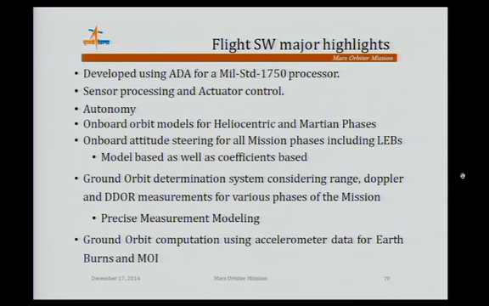Flight software: I will be covering the major highlights here. It is developed in Ada with the MIL-STD-1750 processor, with sensor processing and actual control as the basic elements of the software, autonomous features, on-orbit models, heliocentric and Martian phases, onboard attitude steering and mission profiles including LEVs. These are model driven as well as coefficient based. Ground software: orbit determination system considering range, Doppler and delta DOR measurements for various phases of the mission, precise measurement and modeling, and orbit computation using accelerometer data for earth-bound and Mars orbiter insertion operations. Next.